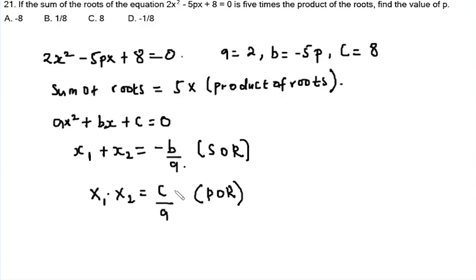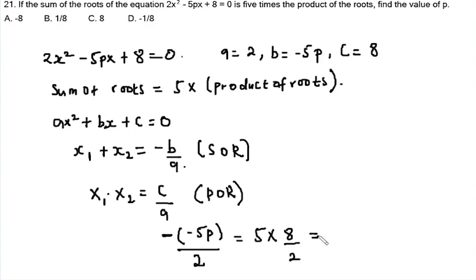Okay, so we know that our sum of roots is minus b over a. So that's minus, open brackets, minus 5p, divided by a, which is 2, is equal to 5 times the product of roots. The product of roots here is c over a. So c is 8 divided by a, which is 2.